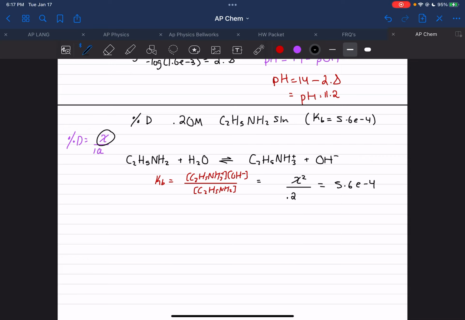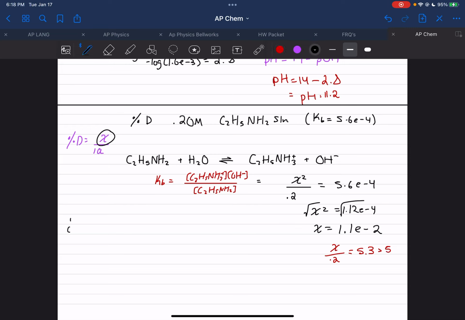5.6 E negative 4 times 0.2 gives X squared equals 1.12 E negative 4, meaning X is going to equal 1.1 E negative 2. And 1.1 E negative 2 divided by the original concentration, so X over 0.2, is equal to 5.3 percent, which does not meet the assumption. So I'm going to have to use the quadratic formula.